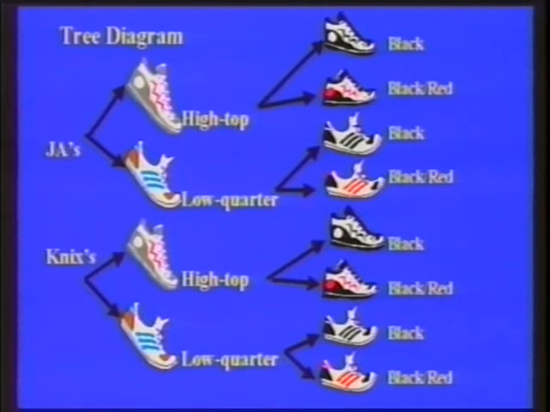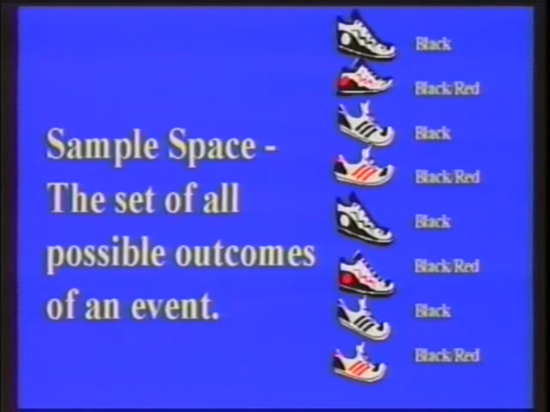From the 8 different choices they've developed, they've come up with a field called a sample space. The sample space is the set of all possible outcomes of an event. In this case, we've got 8 different possibilities, or 8 different combinations of shoes to choose from.